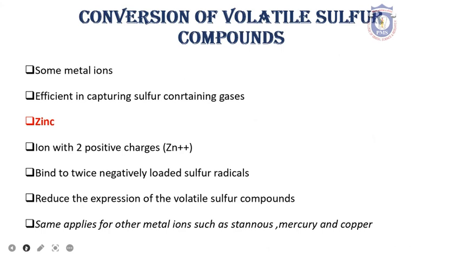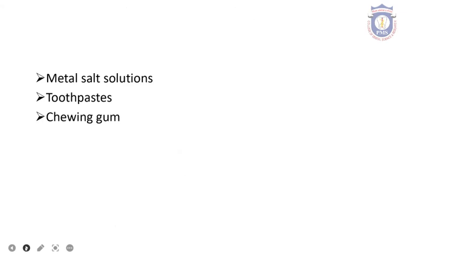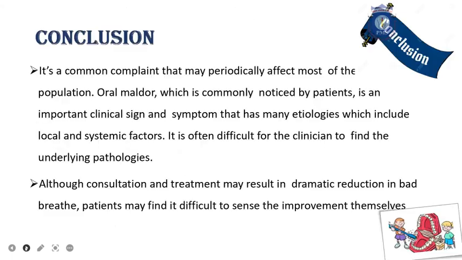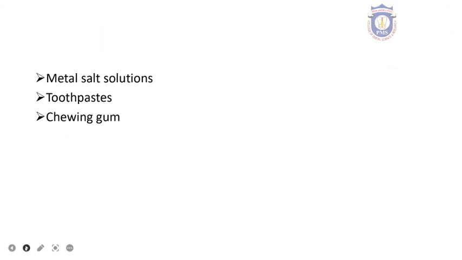So the metal ions like zinc, which has two positive charges, bind with the negatively charged sulfur radical. Thus, it reduces the expression of volatile sulfur compounds, thus helps in conversion of volatile sulfur compounds into other compounds. And the same applies for metal ions such as tin, mercury, and copper. So some of the materials used are metal salt solutions, toothpastes, and chewing gums. So these are the treatment parts.